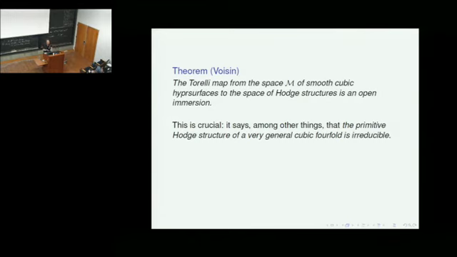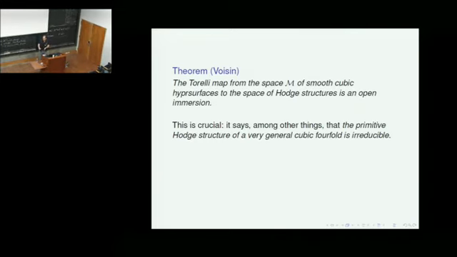Because, again, among all possible Hodge structures, those that are direct sums, even direct sums over Q, form a proper subvariety, or a countable union of proper subvarieties. If Voisin is telling us that a general Hodge structure occurs as the Hodge structure of a cubic fourfold, that says that for a very general cubic fourfold, the Hodge structure is irreducible. Even over Q, it's not a direct sum of smaller Hodge structures.